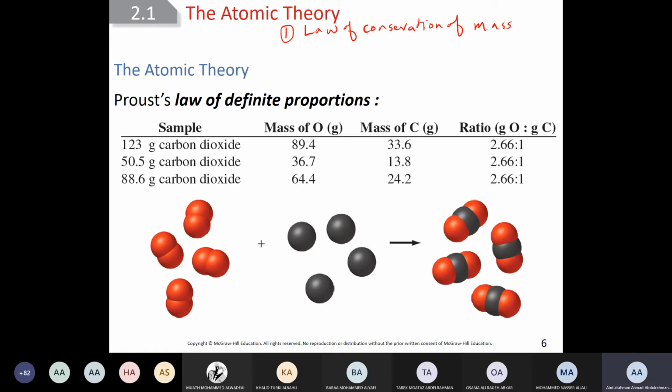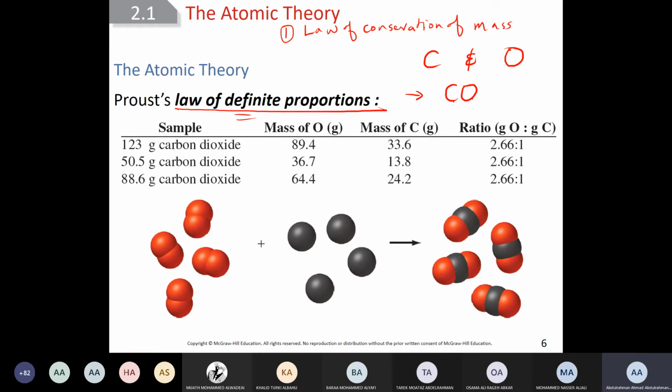Law of definite proportion. What is this law? This law says that when you have two atoms combined together, like carbon and oxygen, they will make one compound. Let's say it is CO. Then the law of definite proportion says the ratio of the mass of carbon compared to the mass of oxygen must always be the same ratio.